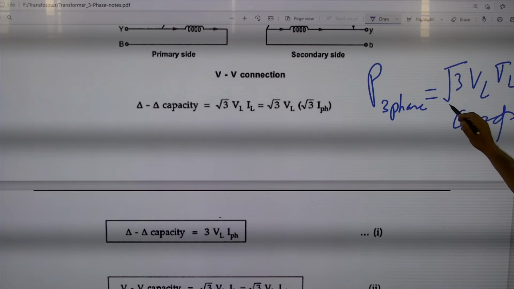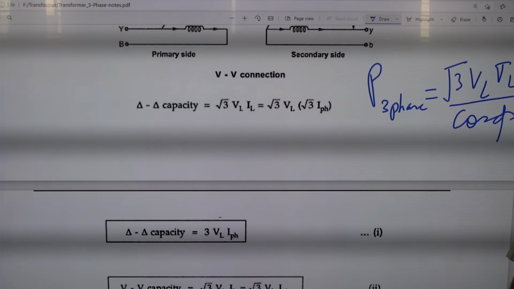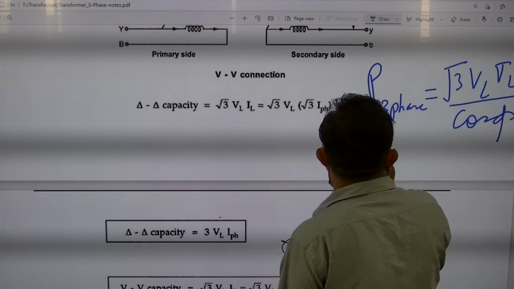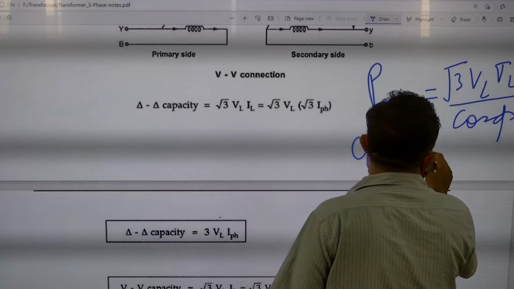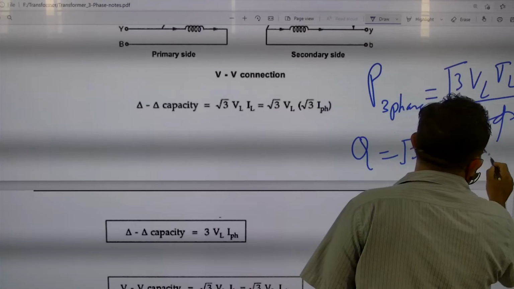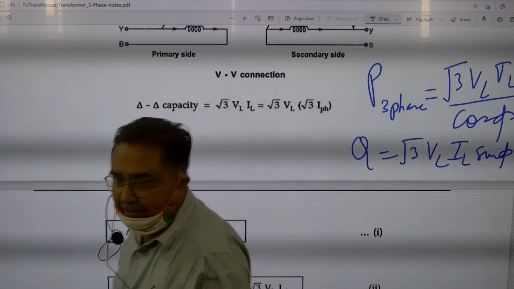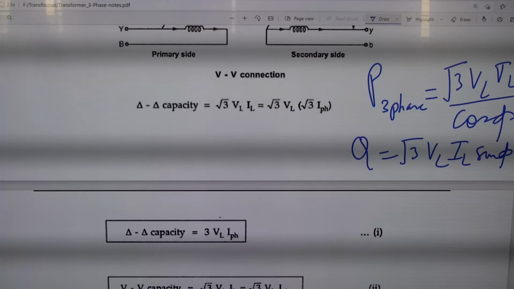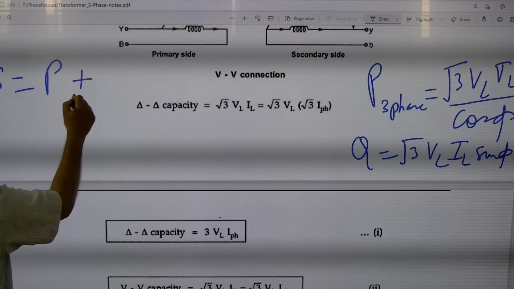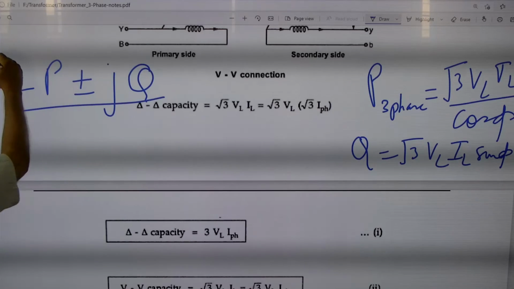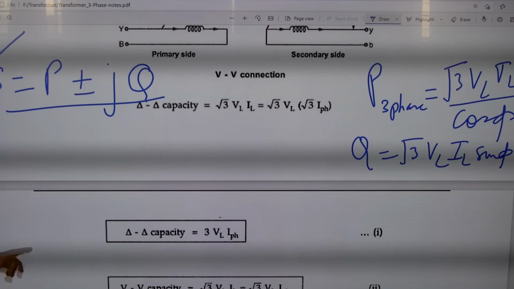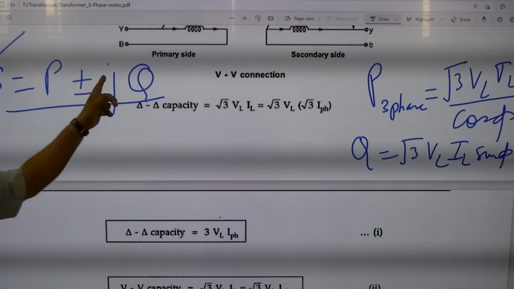So this is P. What is S? √3 VL IL. What is Q? Root 3 VL IL sin phi. Are you clear or not? And what is S? Root 3 VL IL. Because S is equal to nothing but P plus minus jQ.